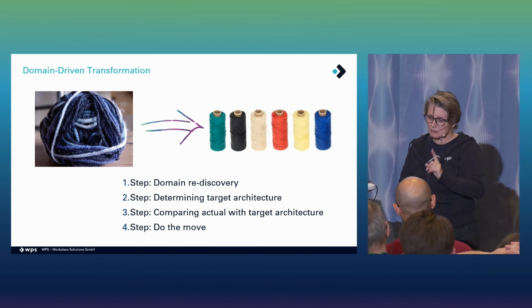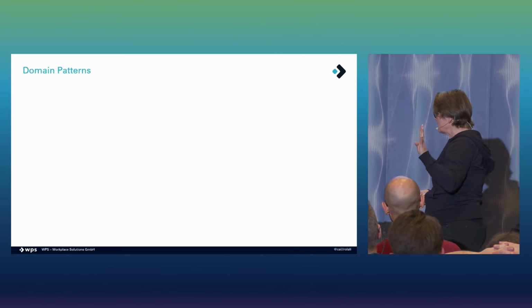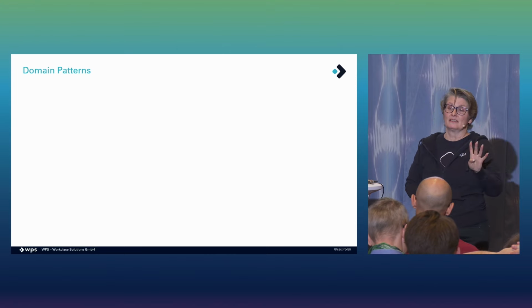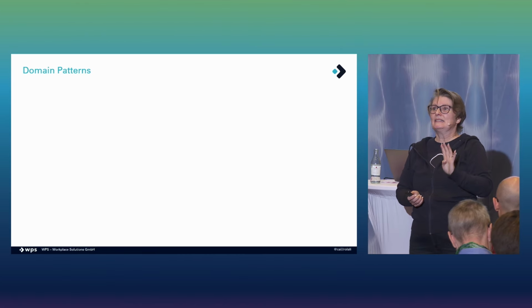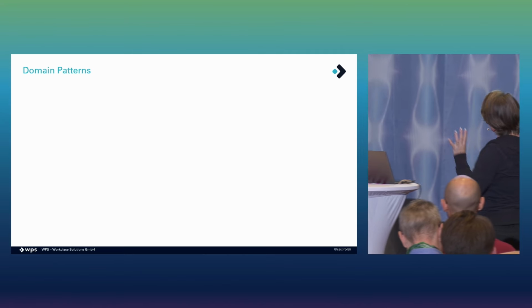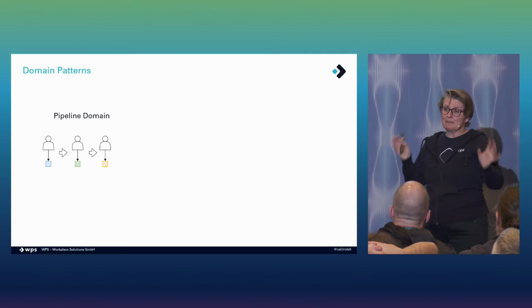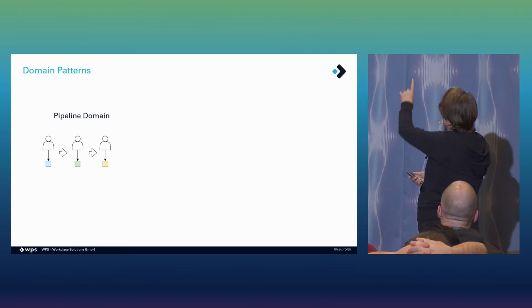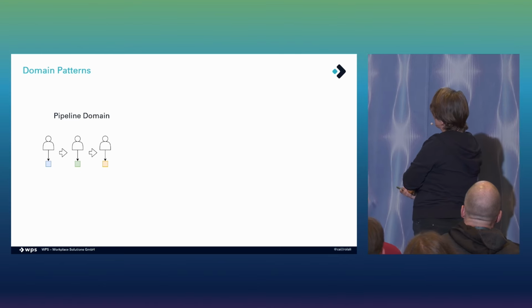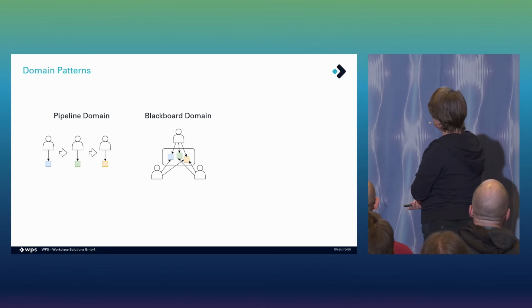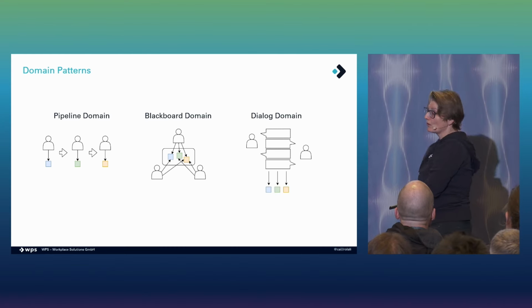And now I come to the domain patterns. I will present the 3 domain patterns that we saw, and I will tell you what we were doing with them. And I hope you can relate to that and tell me what you see. We gave them some names. Maybe they are not the best ones. But the first one looks like this. We call it a pipeline domain. The second one we call a blackboard domain. And the third one we call a dialogue domain.